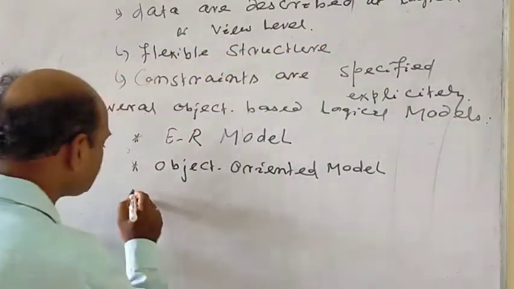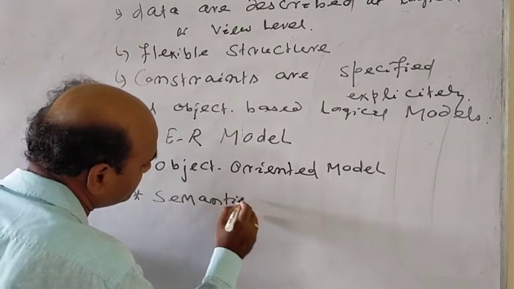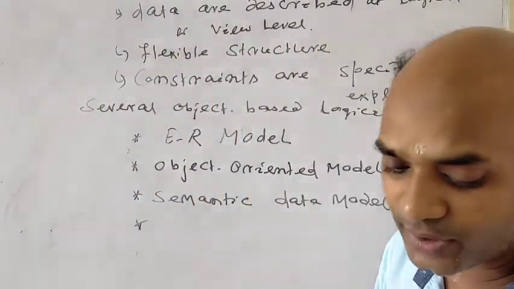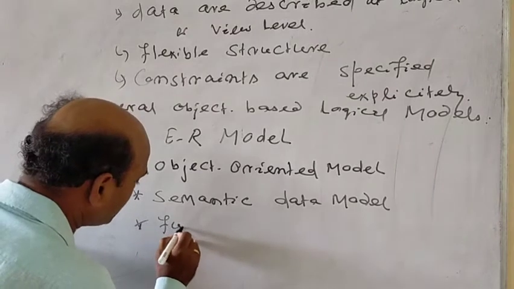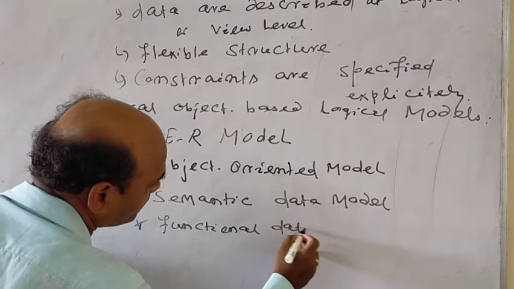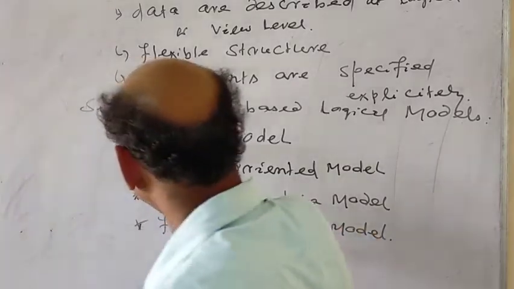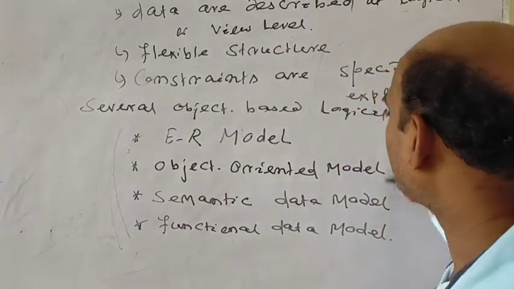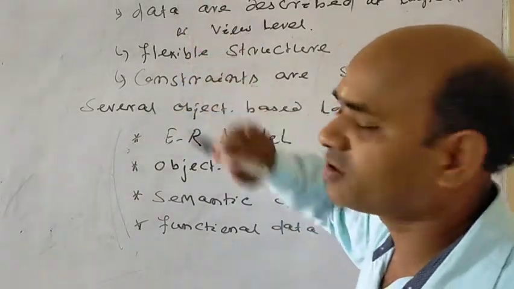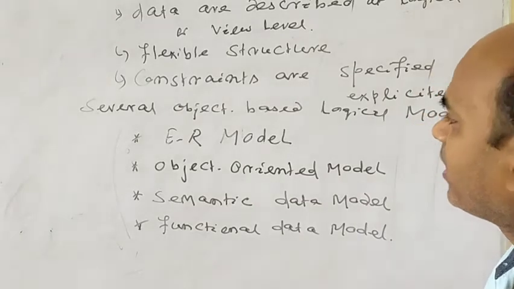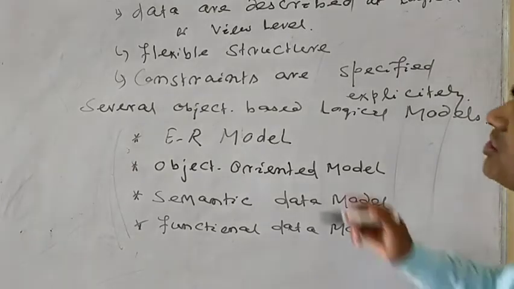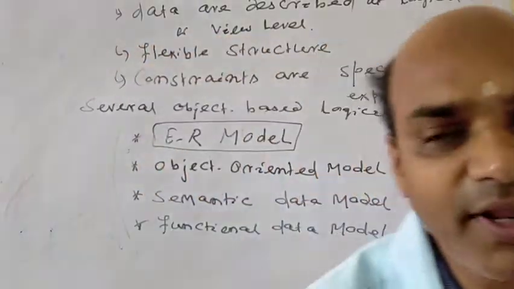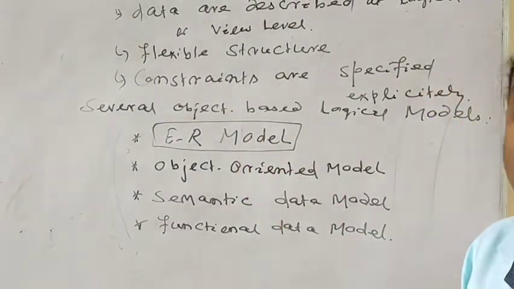Next one is your semantic data model. And also we are using another type of data model, the functional data model. So entity relationship model, object-oriented model, semantic data model, and functional data model, all these models are based on the object. These are examples of several types of object-based logical model. Only the ER model will we discuss, briefly, according to our syllabus.